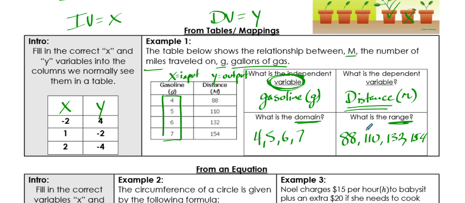Domain and range are numbers. Independent and dependent variable are the label, or the category, or literally the letter that's associated with the x and the y.